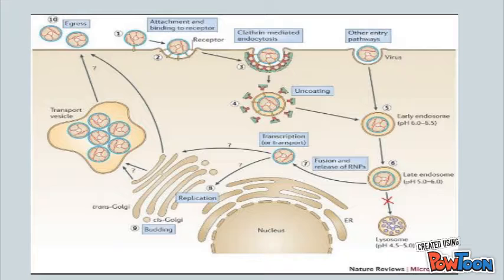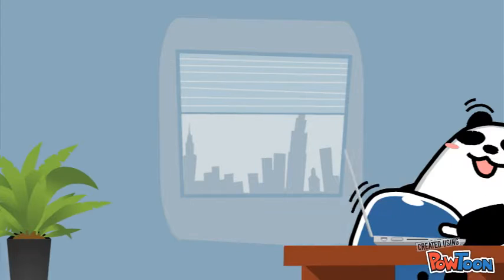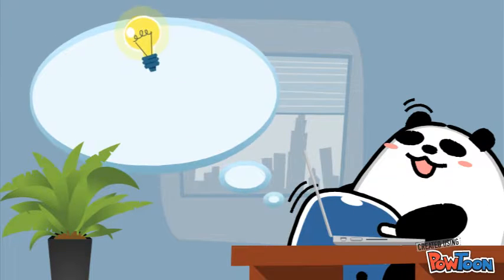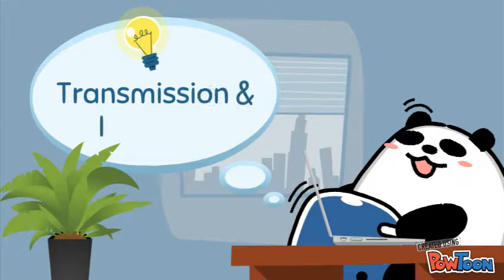After replication, virus particles bud from the cis Golgi to the plasma membrane to promote viral survival. At the plasma membrane, the virus particles are released to the surrounding environment. Now that we have gone over the replication and transcription of the hantavirus, we will be going over the transmission and infection of the virus.